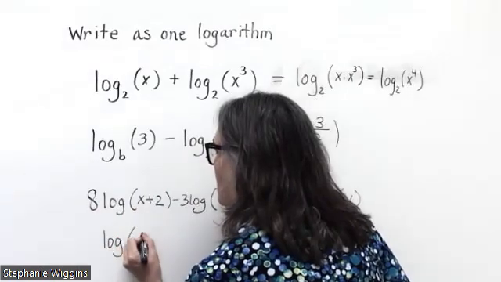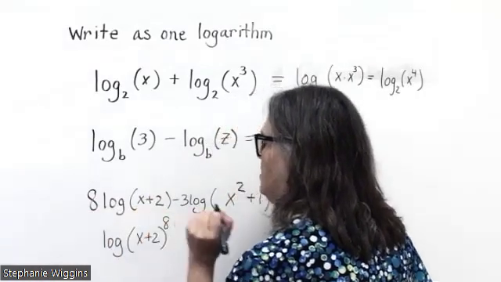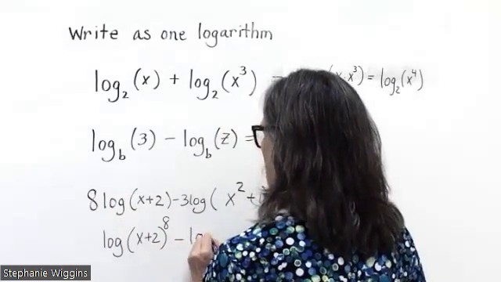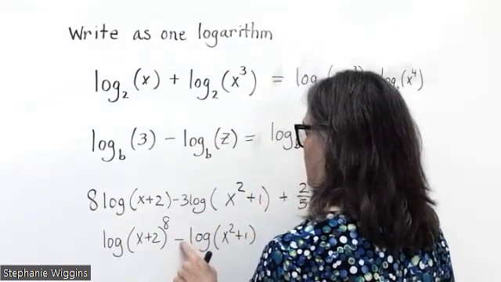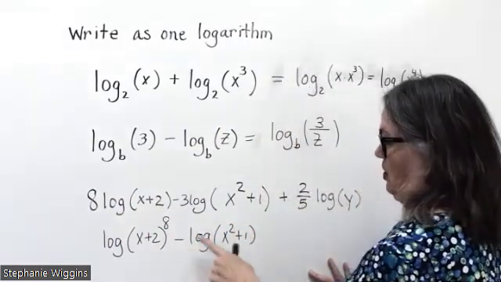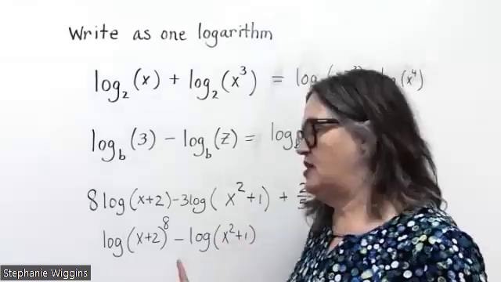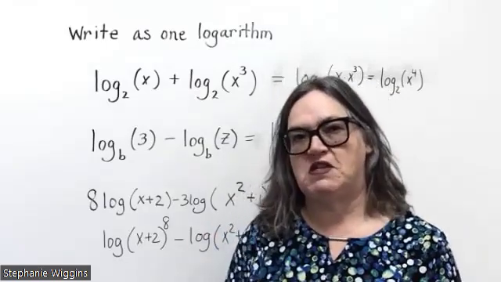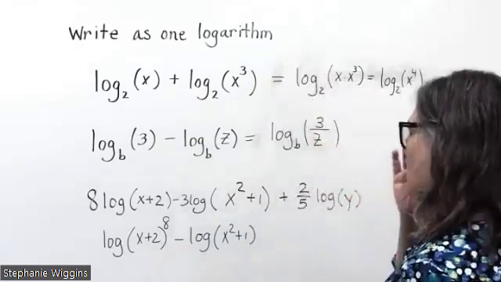So we have log of x plus 2, and then the 8 becomes the exponent, minus log of x squared plus 1. We're not going to put the negative up. We could do that, and this would become positive, and this would be -1, but -1 in the exponent just means it's going to go in the denominator. So I'm going to just leave the negative there.